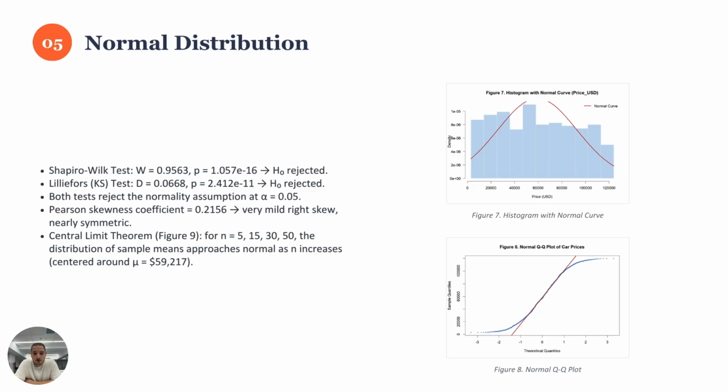Figure 9 shows the central limit theorem as sample size grows from n equals 5 to n equals 50. Sample means become closer to normal around $59,217. Now, confidence intervals and sample size.